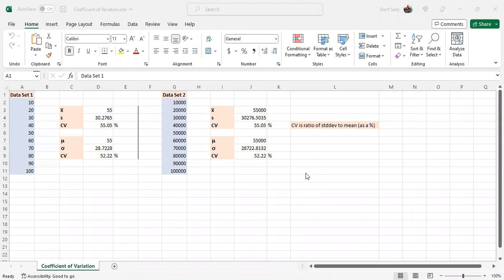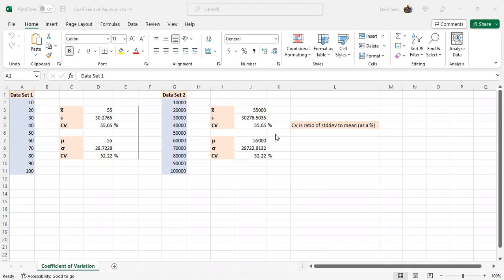Coefficient of variation. This video shows how to calculate coefficients of variation using Microsoft Excel. A coefficient of variation is a measure of the relative spread of a data set.